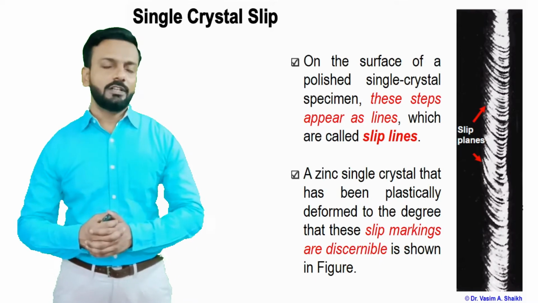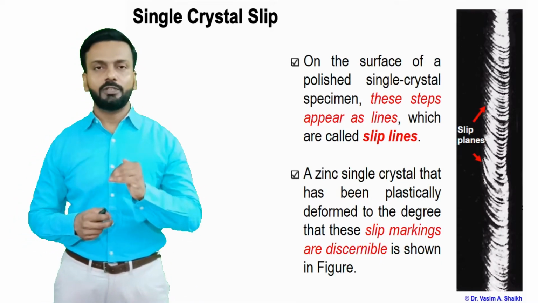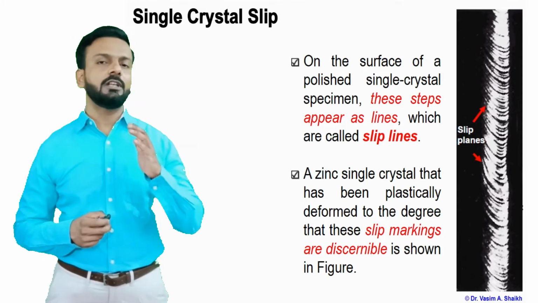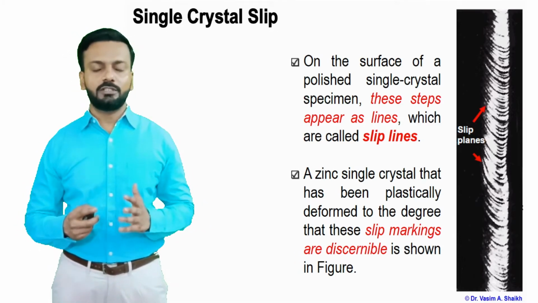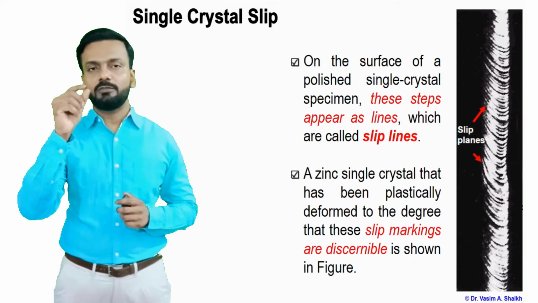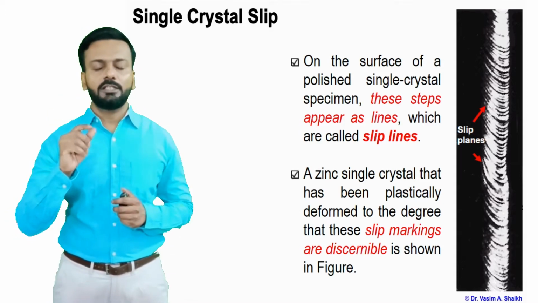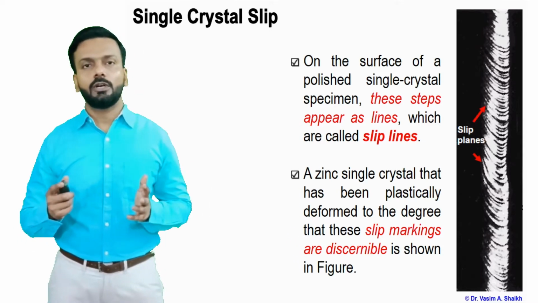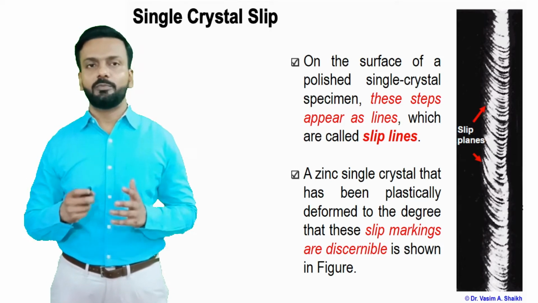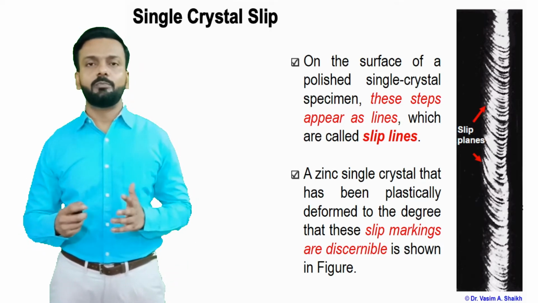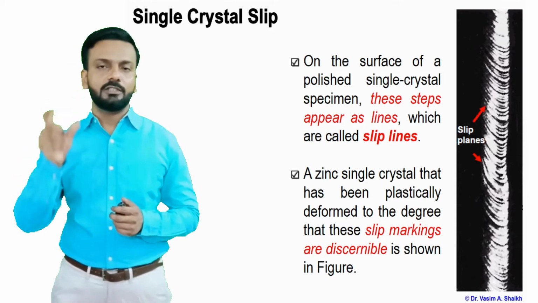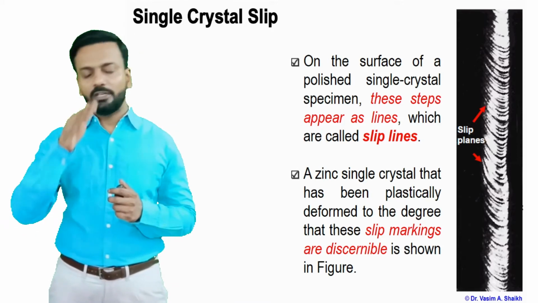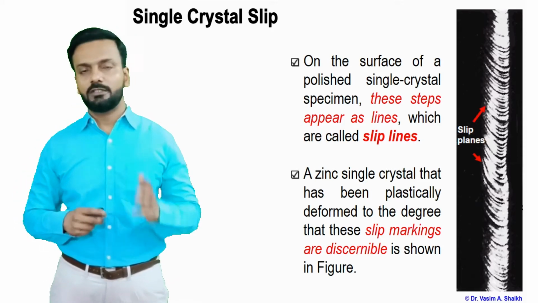Now look at this image, which shows that on the surface of a single crystal material, small steps are forming. These are nothing but slip planes, and this is an actual image where you can see that the slip planes are easily visible on the material. These are the planes which are oriented favorably for deformation. On the surface of the polished single crystal specimen, these steps appear as lines which are called slip lines. On a polished material, these lines appear as very sharp lines, and these are nothing but slip lines.